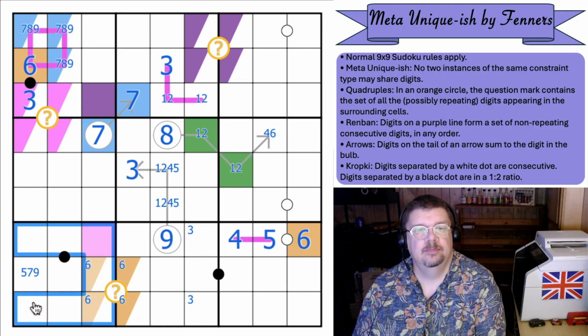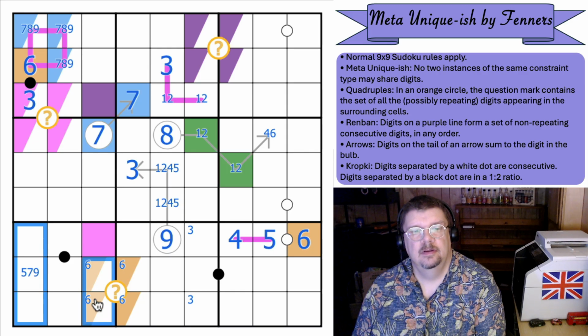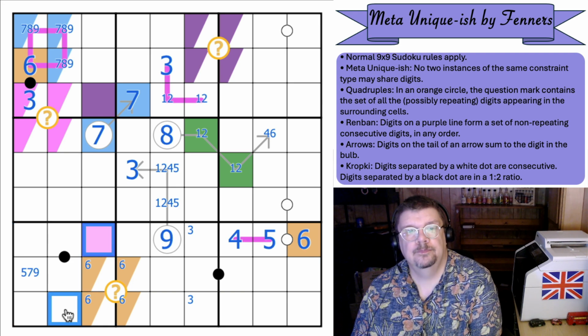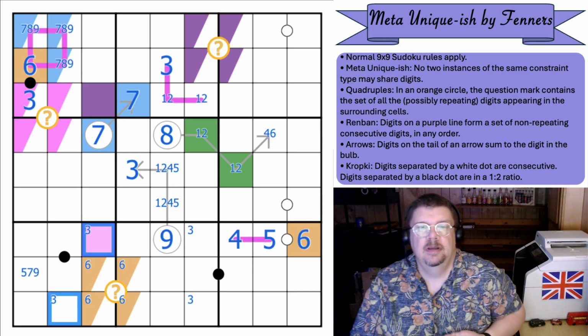In this box, 3 can't be there by Sudoku. It can't be there because we already have 3 on a different quadruple. And it can't be there because this isn't the 3, 6 dot. So one of those is 3.